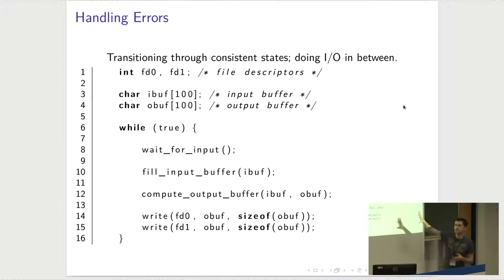So usually this works quite well, but one day the following happens. The weather monitoring station wakes up from wait for input, then it reads the sensor data into the input buffer, it computes the output buffer, then it writes the output buffer to the first file, and then it tries to write the output buffer to the second file, the backup file, and now a problem appears, the disk is full.